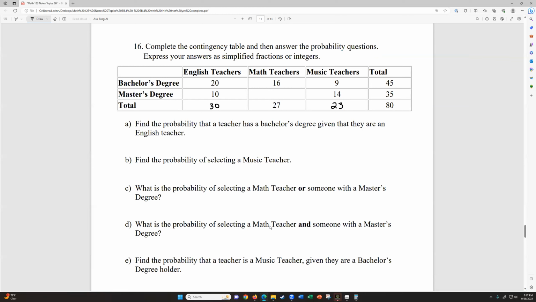27 minus 16 is going to be 9, I believe, or is that incorrect? No, it's 11. I subtracted backwards in my head. So let's triple check that. 11 and 16 added together is 27.